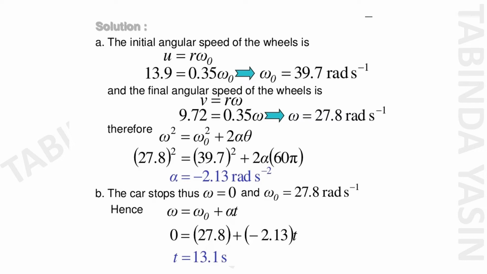Therefore omega squared is equal to omega naught squared plus 2 alpha theta. By solving this we get 27.8 squared is equal to 39.7 whole squared plus 2 alpha into 60 pi, and that gives alpha is equal to minus 2.13 radians per second squared.